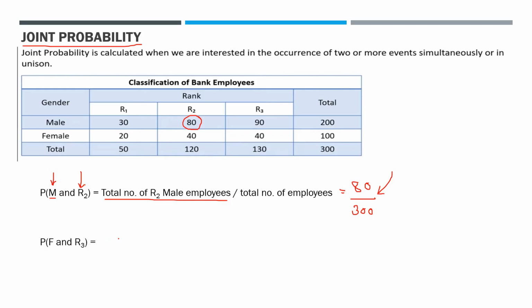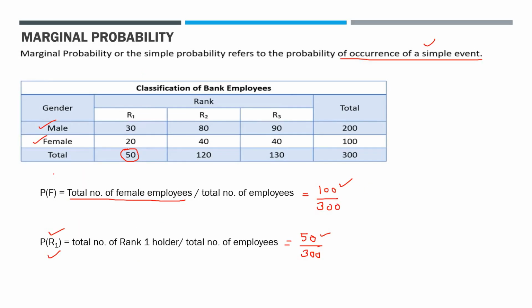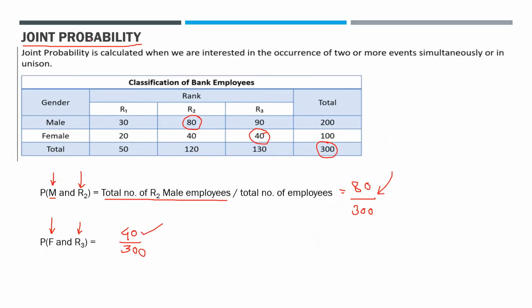So we have to take here the total number of employees. Now, what is the number of female employees having rank R3? Female employees having rank R3 is equal to 40, out of the total number of employees, which is equal to 300. So this is the probability of getting female employees having the R3 rank. That is the joint probability. So marginal probability is concerned with a single event, while joint probability combines the occurrence of two or more events simultaneously.